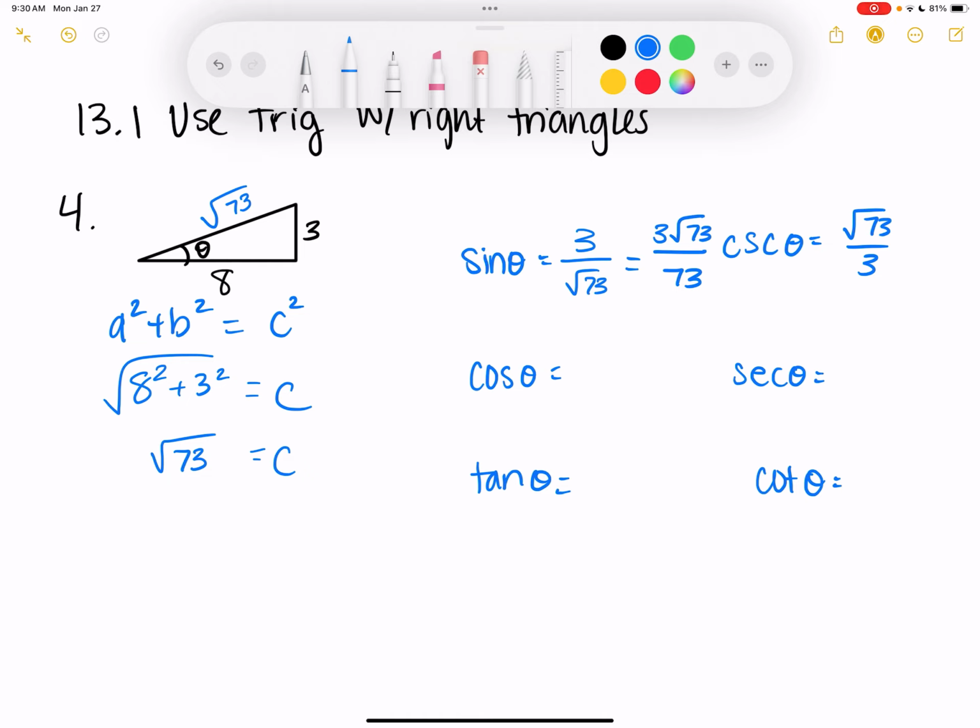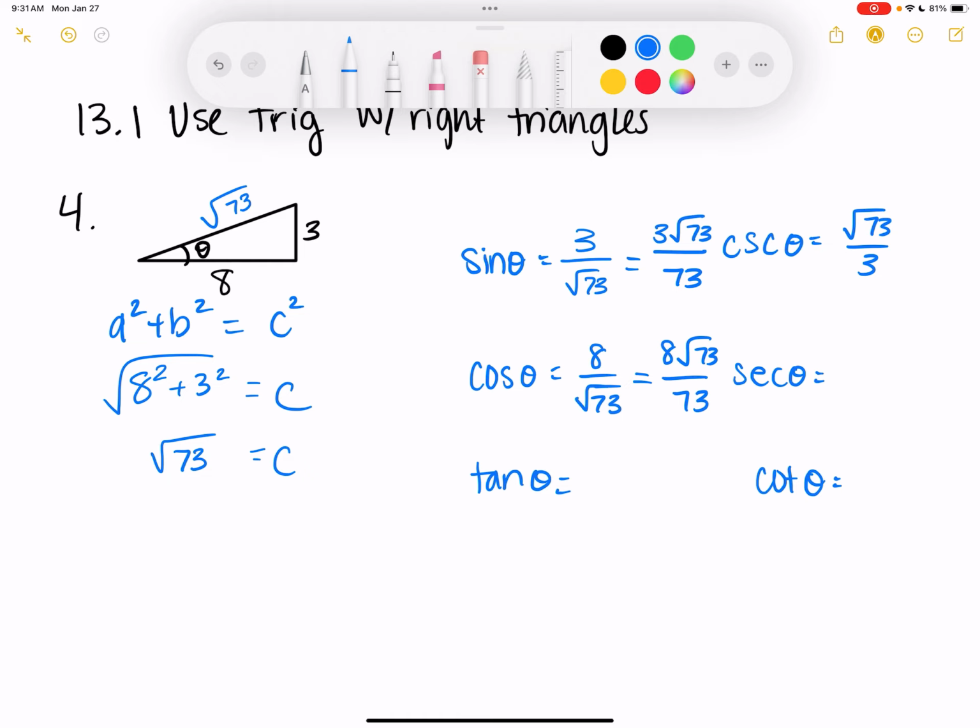All right, cosine is adjacent over hypotenuse. So adjacent's the one that's touching it over the hypotenuse here. So 8 over the square root of 73. How do you know which one's adjacent again? It's the one that's beside it. Beside what? The angle. Oh, okay, the one that's touching it. Okay. So then rationalize, but you're multiplying by the square root of 73 top and bottom. So I have 8 square root of 73 over 73.